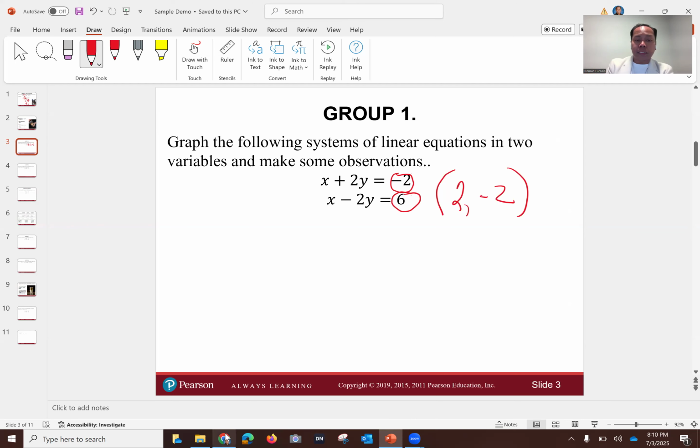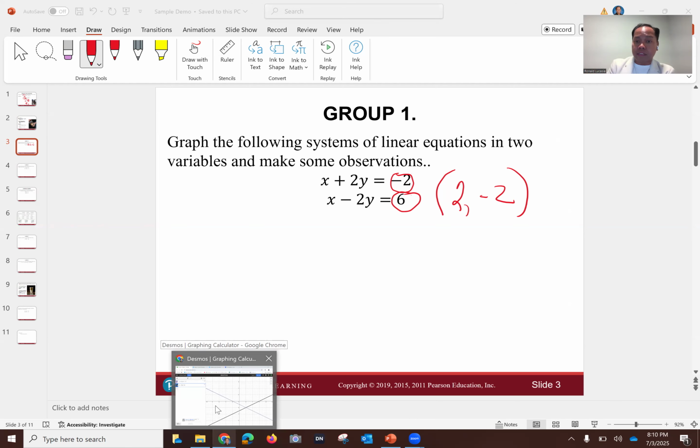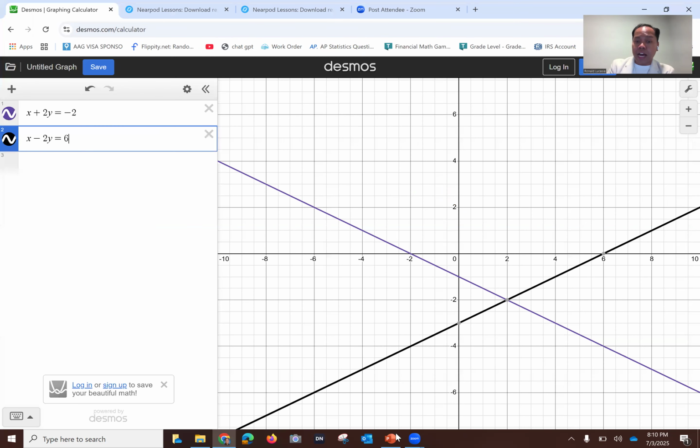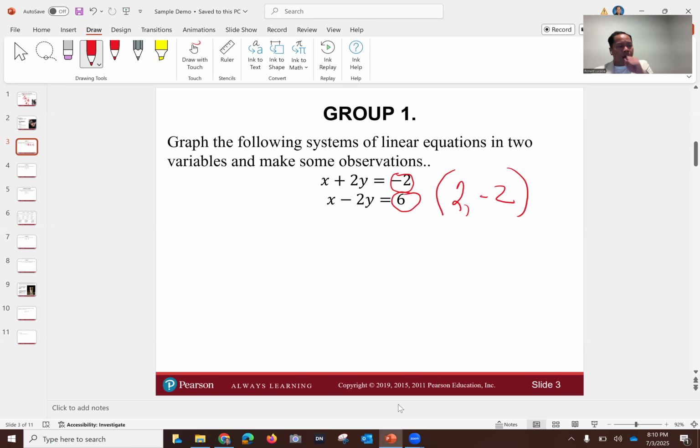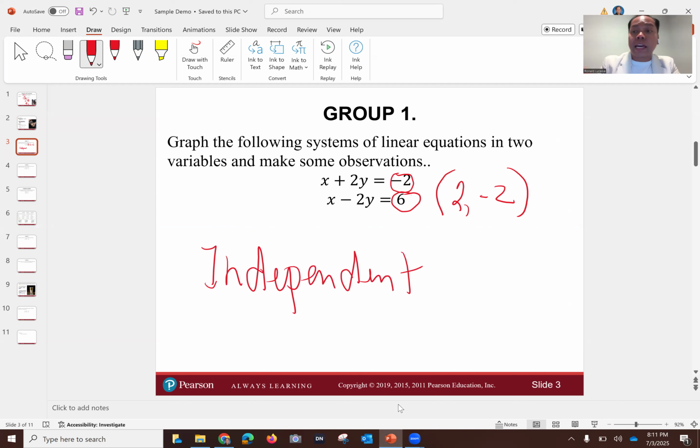Now, notice that the graph is intersecting lines. If the graph is intersecting lines, we call the pair of system independent. Independent system forms intersecting lines.